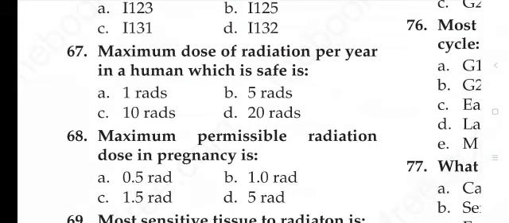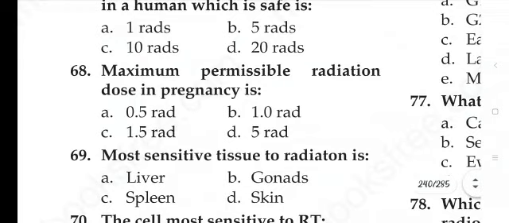Next question, maximum dose of radiation per year in a human which is safe is? Option A 1 RAD, option B 5 RADs, option C 10 RADs, and option D 20 RADs. The answer of this question is option B, that is 5 RADs.